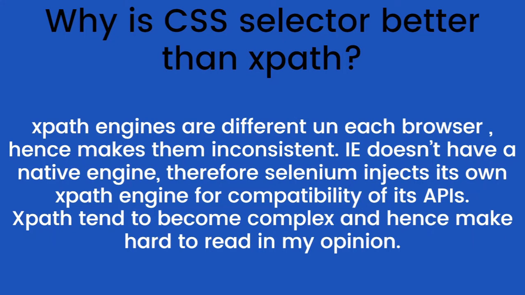The answer is that xpath engines are different in each browser. When you have written an xpath in a particular browser, that might not work in another browser. Especially for the IE browser, we don't have a native engine, and in that case, Selenium will inject its own xpath engine for compatibility. That makes the xpath inconsistent, especially in the IE browser. That is why xpath is not preferred in IE, as it tends to make things complicated and hard to read. That is the reason we say CSS selector is preferred over the xpath.